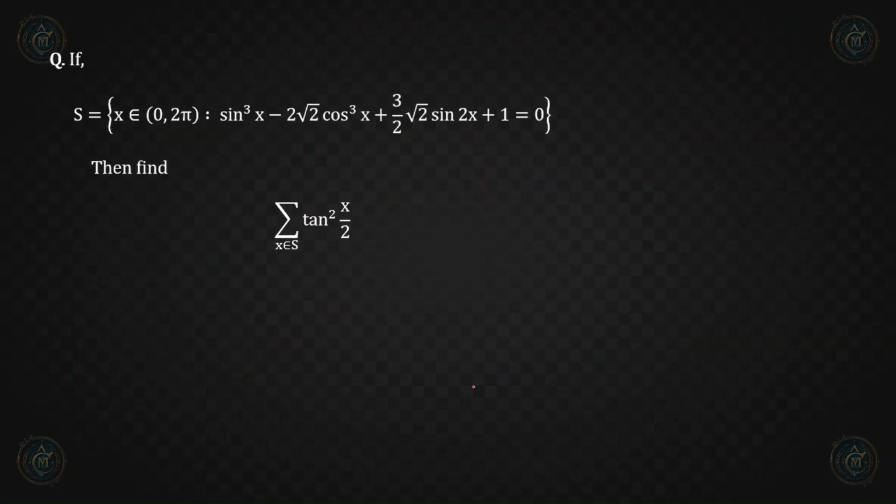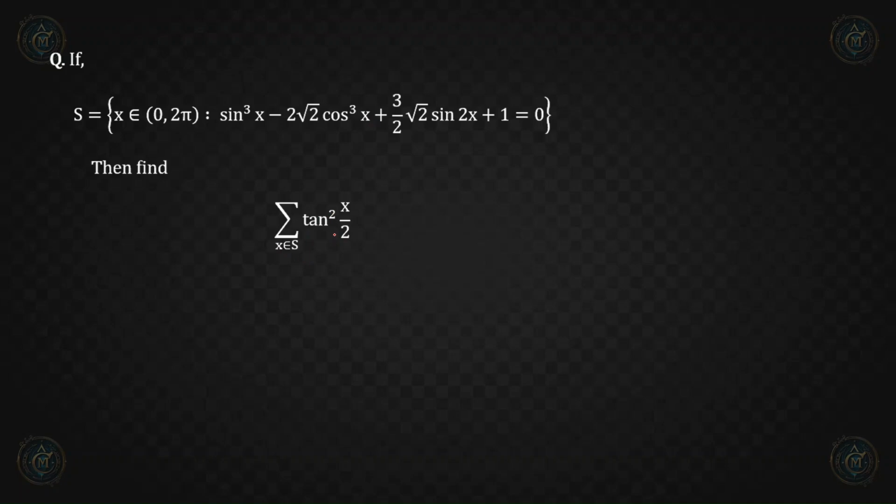Okay, so in this problem we have a trigonometric setup. We are given this set S, which contains all the elements x belonging to the open interval 0 to 2 pi, such that sine cube x minus 2 root 2 cos cube x plus 3 by 2 times root 2 sine 2x plus 1 equals 0. Then find the summation over x belonging to S of tan square x by 2.